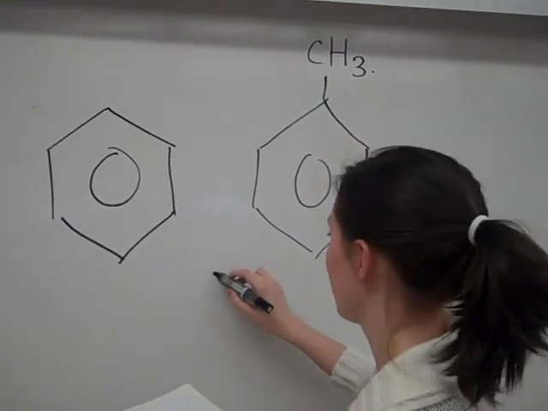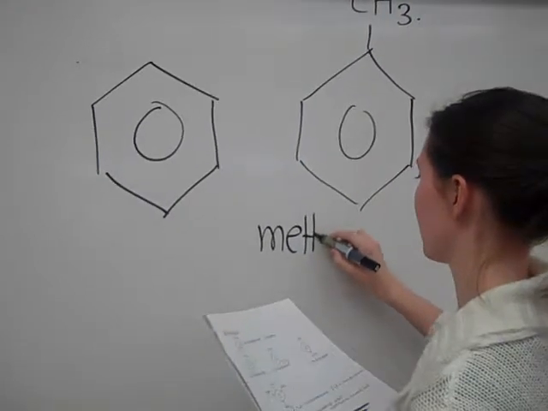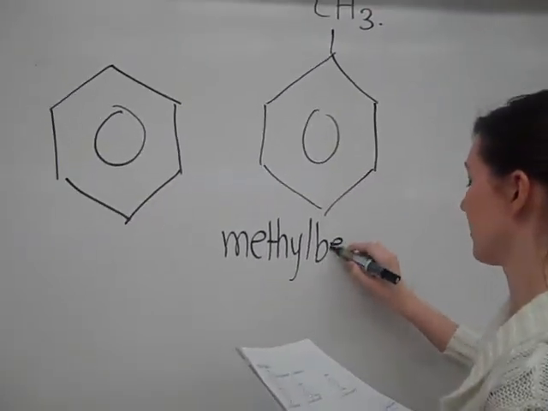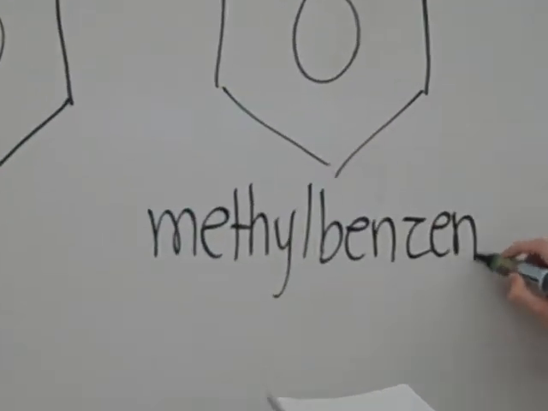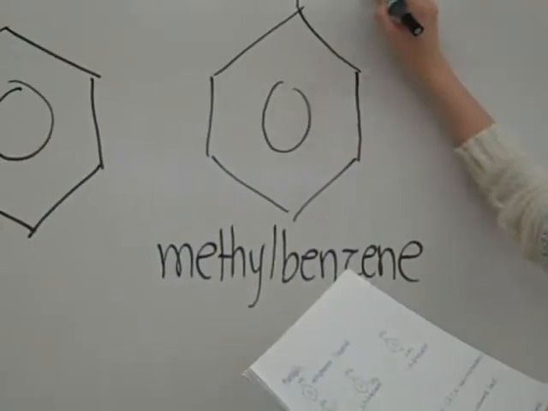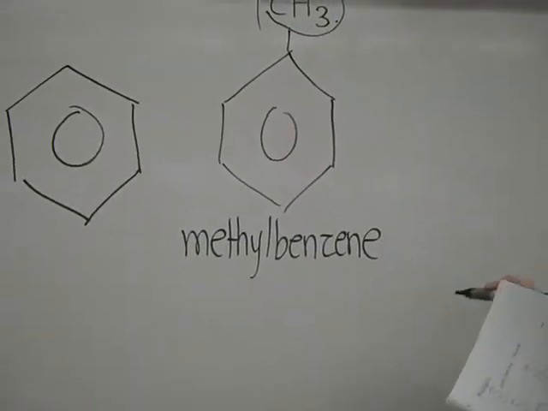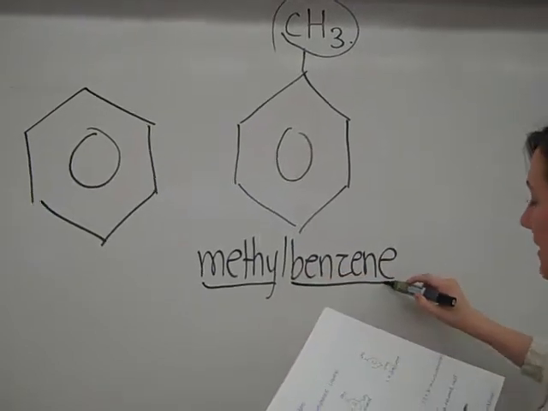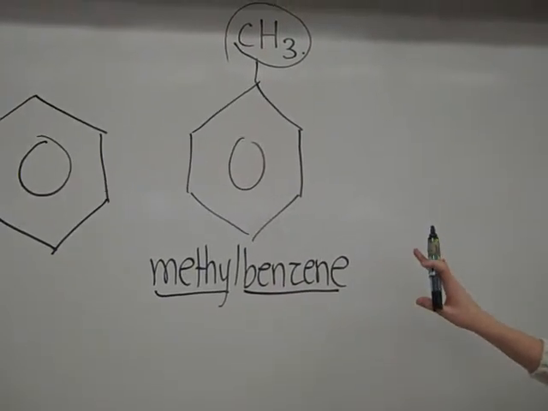So what we do is we look at what the substituent is. It's an alkyl group and it's methyl. So we call it methyl benzene. And remember, we don't have to locate the position at all.